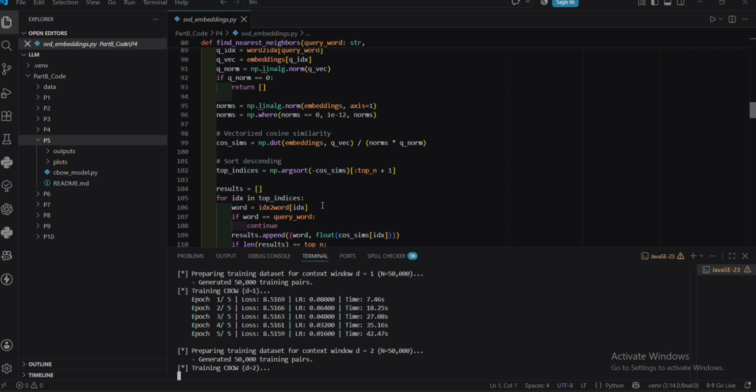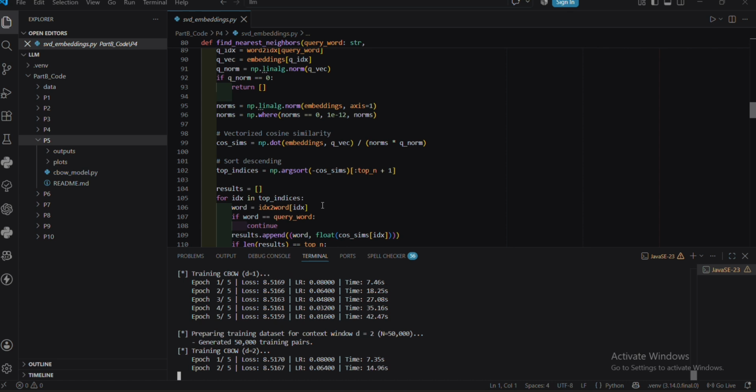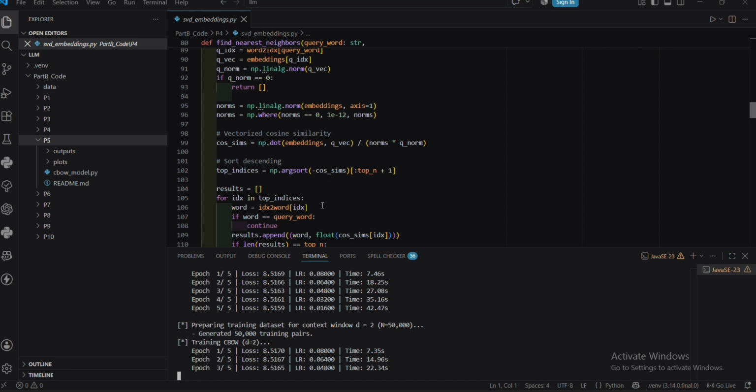In our experiment, we use a text corpus with a vocabulary size of 50,000 words, embedding dimensions of 100, and 50,000 training instances. The basic idea behind CBOW is to predict a center word from its surrounding context words. For example, if a sentence contains a target word surrounded by several words, CBOW takes the surrounding words as input and tries to predict the missing center word.